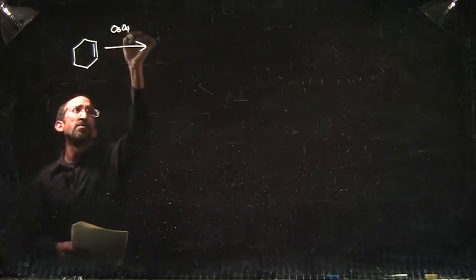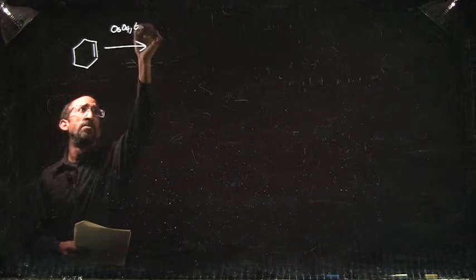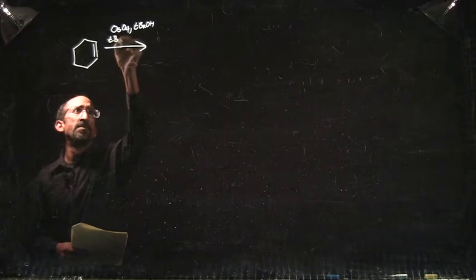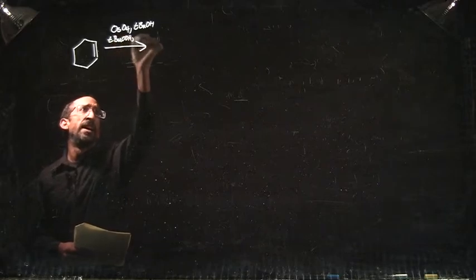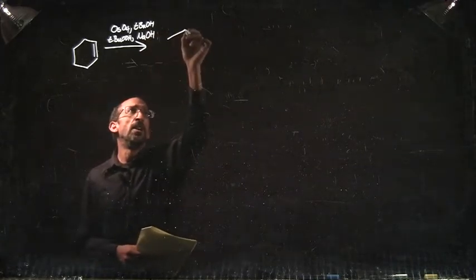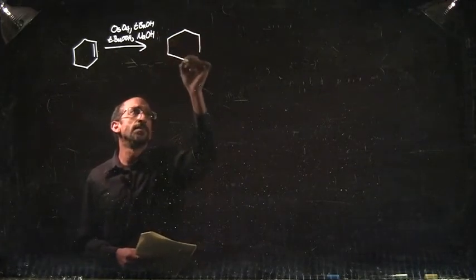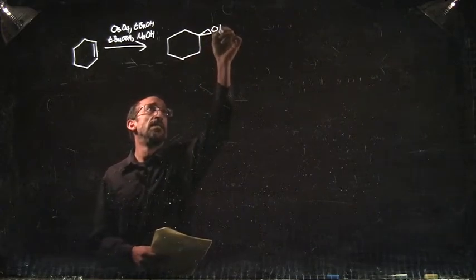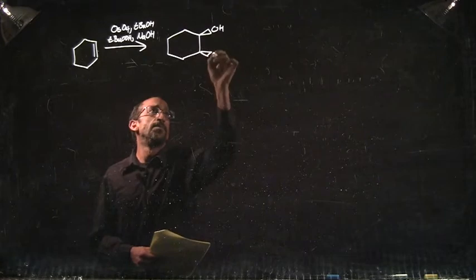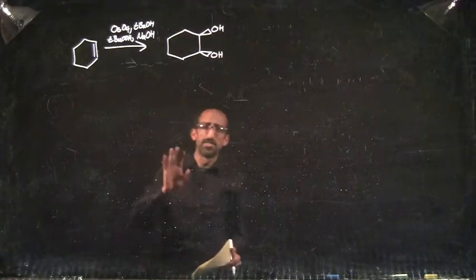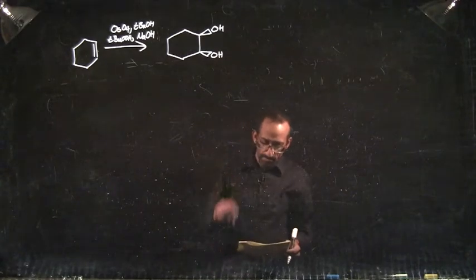right? We're going to use osmium tetroxide. We have our t-butanol. We have t-butyl peroxide. And we have sodium hydroxide. All together go to form a cis diol, where both of the OHs are on the same face of that cyclic system.